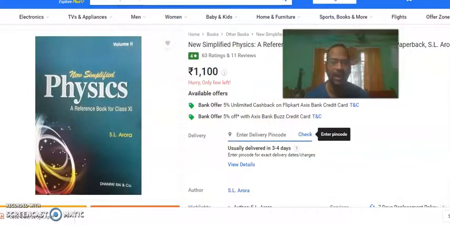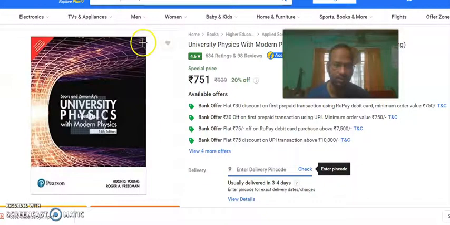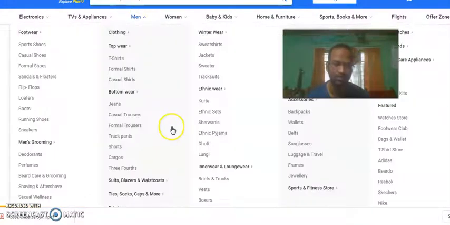Then some foreign writers' books, if you want to build your concept more and more. Two books are very important. First is Halliday, Resnick and Walker, which is the Bible of physics, and you have to study these books in future to learn physics better. It is also for JEE Main and Advanced, so you can build your concept using these books, because the explanations are very nice and the visual quality of the pages is very good. Then one more book is University Physics by Young. This is also a very good book.